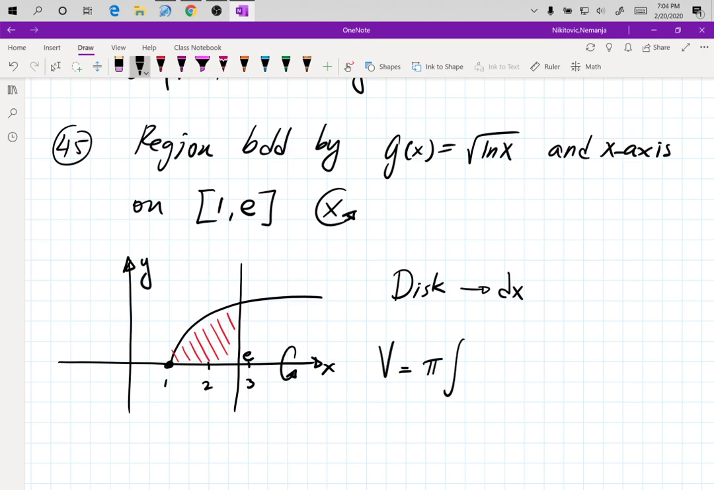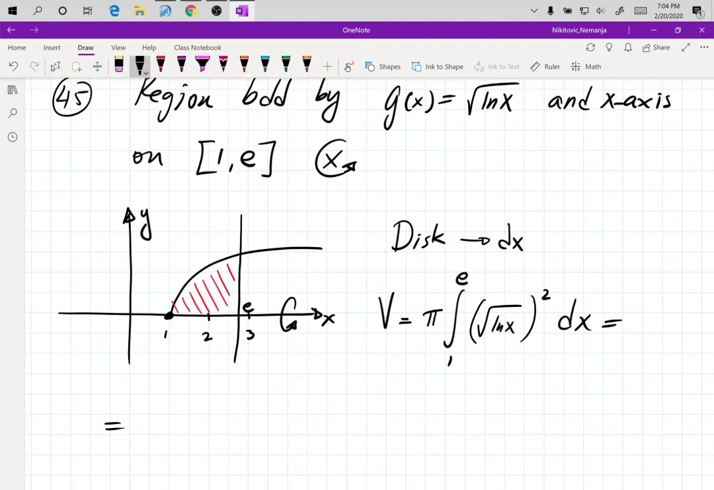Now we need x values. That's 1 and e. That's what they gave us. And then we have our function squared, which is square root of ln x squared dx. And you see that we are getting pi integral 1 to e of just ln x dx. Now we know that we have to use integration by parts to solve the integral of ln x. But we did it already, right? So I can just steal that answer.